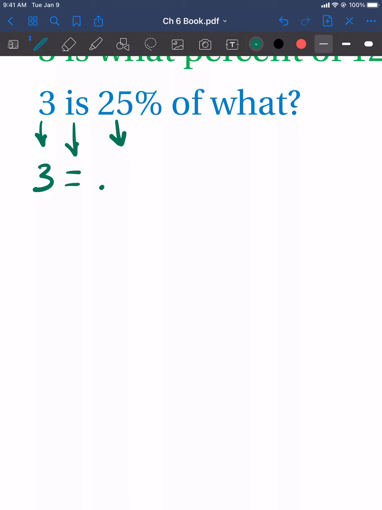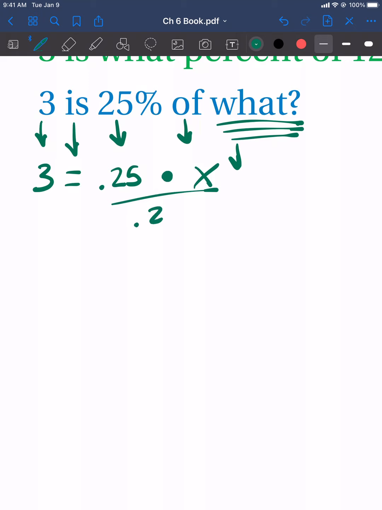We like to change those into decimals. Of means times. What? My what is my x. Do I have an equation where I could solve for x? Definitely. What's happening to x? It's being multiplied by 0.25. The opposite of that would be to divide by 0.25. Now we know we can't divide things when there are decimals in the denominator, so we can kick that out of there. But if I do it to one, I have to do it to the other.